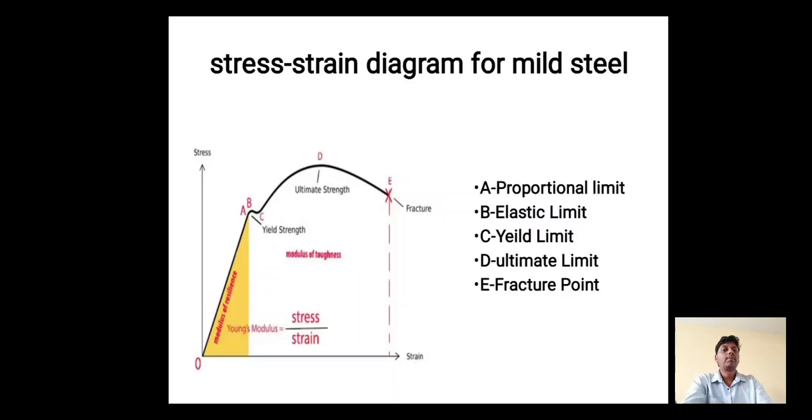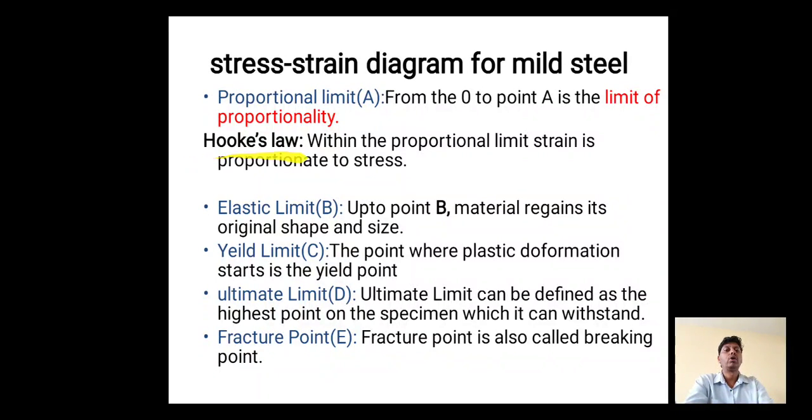Hooke's law will not be applied here. It will come only up to point A. That limit is called the proportional limit. So that point is called the proportional limit, and the law you are using is nothing but Hooke's law.